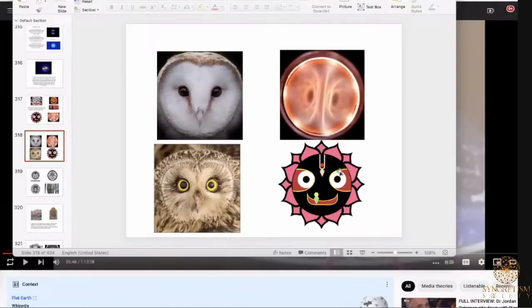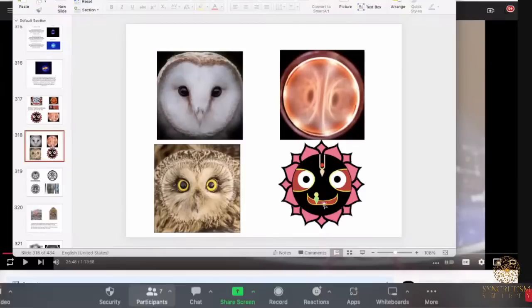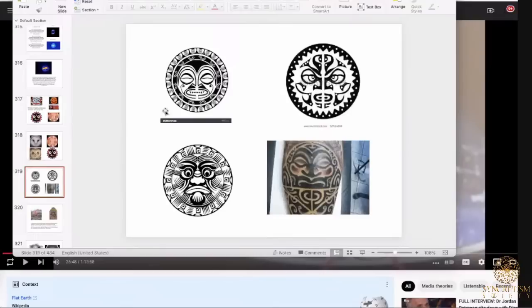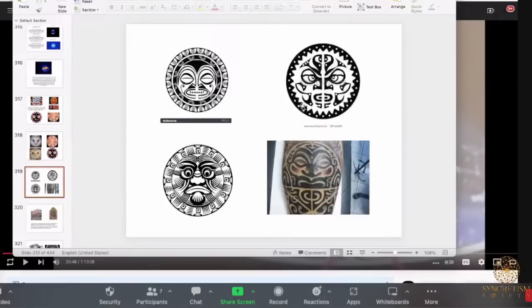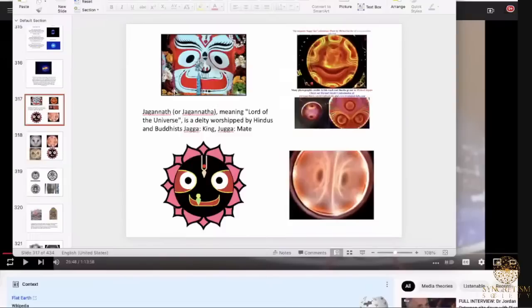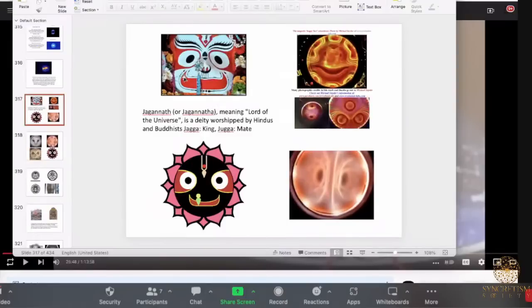See, this is Krishna, Jagannath. What's he doing looking just like magnetism? Here you have in New Zealand, look at this, that's their god. Does that not resemble Jagannath, Krishna?